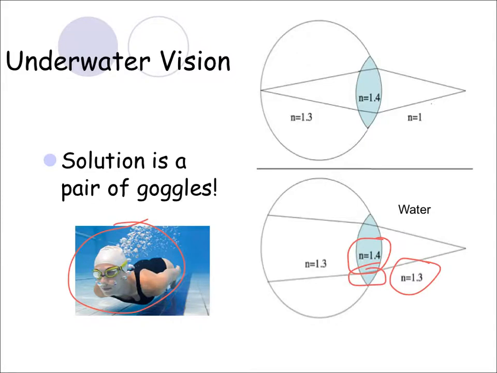Now, normally, the refractive index of the air is 1 and the refractive index of our eye is 1.4. That difference means we get bending at the surface, bending at the junction. Whereas when we open our eyes underwater, there's no bending at the junction because there's no difference in the refractive index.